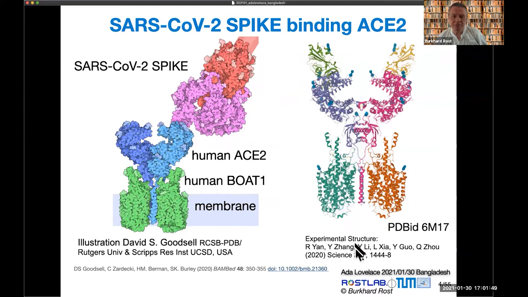That is the protein that binds to the human ACE2 receptor. And this binding leads to some further downstream reactions, and that binding leads to the virus getting into the cell. Here you see a rendering by the artist David Goodsell, and here you see the more detailed experimental structure.